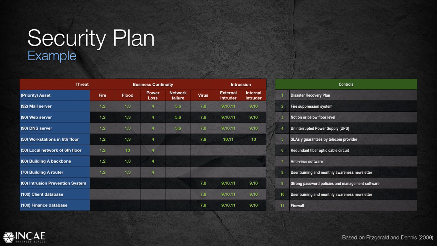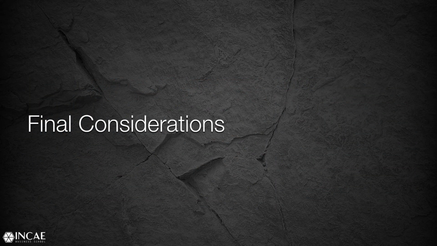So once again, what this is allowing us to do is to look at the big picture, look at all the potential threats, look at all the assets that the firm owns, and try to allocate our money, our budget, into where we should invest to protect them. And with this, I'd like to offer you some final considerations.